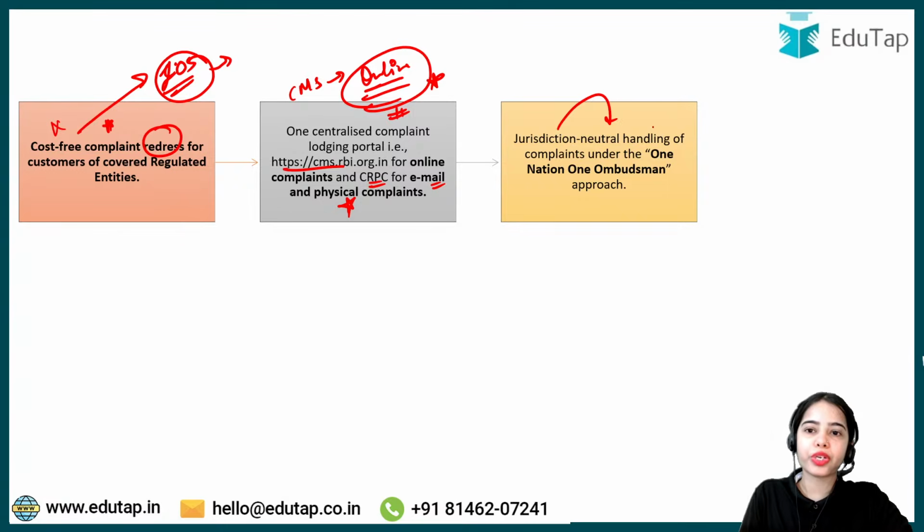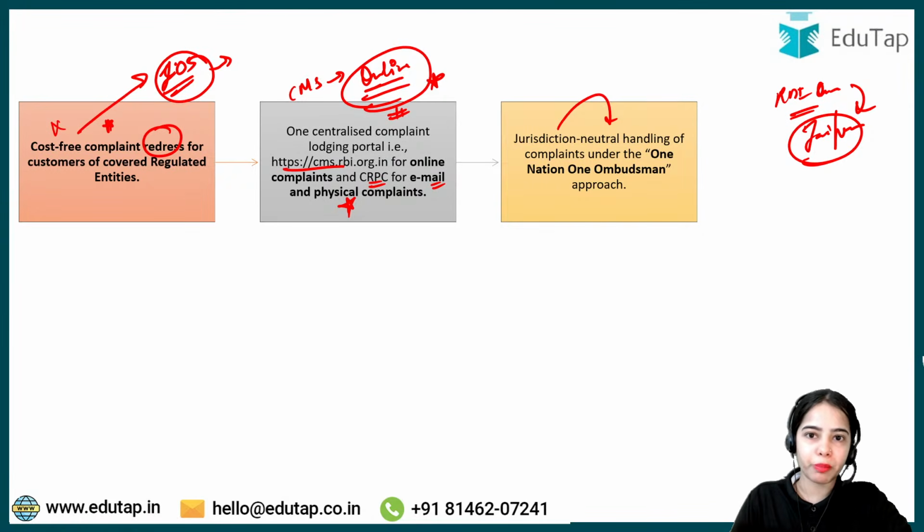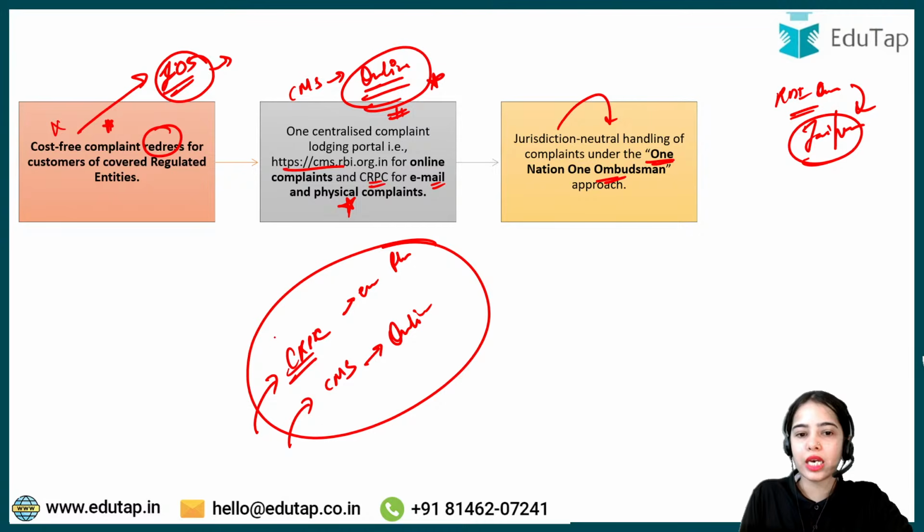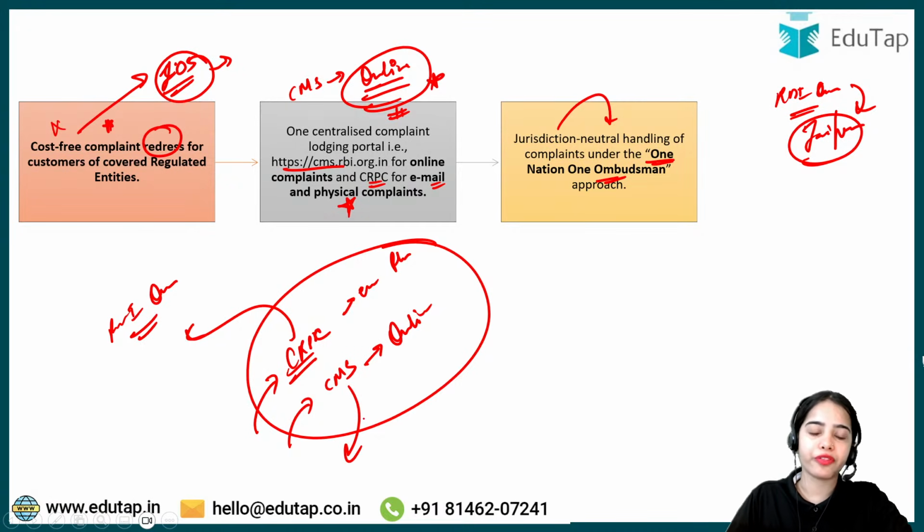There is jurisdiction-neutral handling of complaints. It's not like the RBI ombudsman is in Jaipur, so it will only take care of the complaints of the people of Jaipur. No, jurisdiction-neutral handling of complaints happens. That's why this is one nation, one ombudsman. The complaints are received through the CRPC, and through the CMS, through the online mode or through email and physical mode. Then from the CRPC, after the initial processing, the complaints are shared with the different RBI ombudsmen. From the CMS also, the complaints are shared with different RBI ombudsmen.